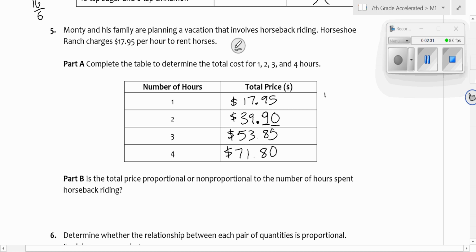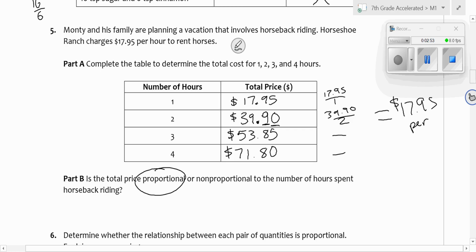Okay, so if we simplified all these ratios down to the unit rate, it would all equal, right? $17.95 for 1 hour, $39.90 for 2 hours, and so on and so forth. If we did all of these ratios, they all equal that $17.95 per hour, right? Same unit rate all the time, same ratio. Equivalent ratios means proportional. So the total price is proportional to the number of hours.